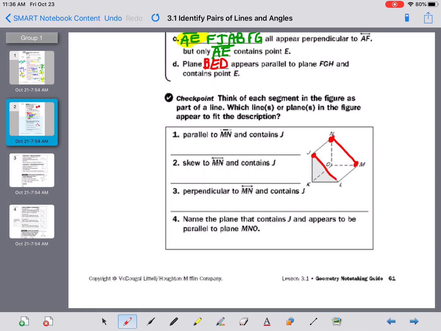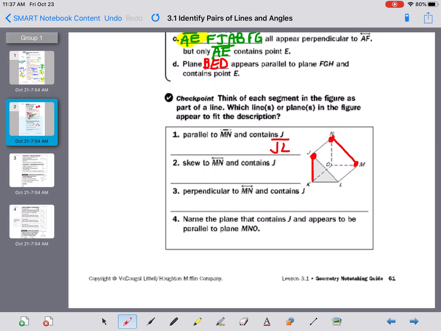I'd agree with you right there, JL. All right. And the next one, we'll erase that one. Skew to MN and contains the point J. So skew, I can't go in the same direction. I can't ever intersect, right, on a different plane.